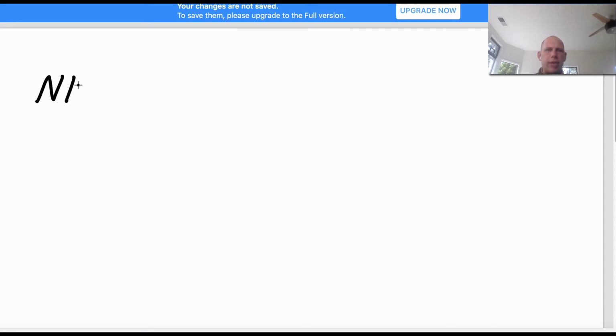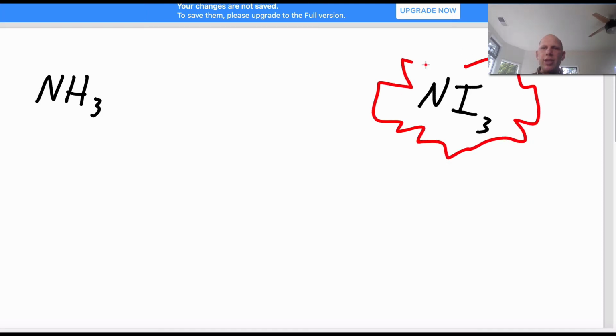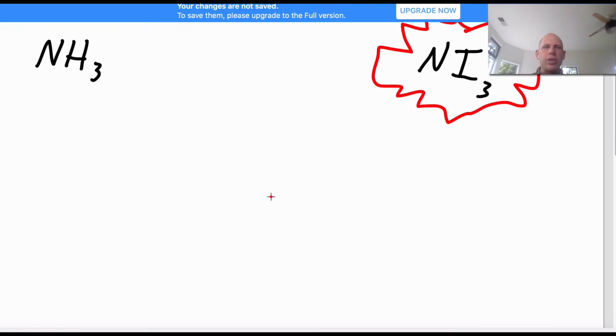Okay, so we have NH3, household ammonia, and then we have this molecule. This is called nitrogen triiodide. And what we see is that this molecule here, NH3, is extremely stable, and this molecule here is extremely explosive. The moment anything, as you saw in the video, even just a feather touches it, we can have an explosion. So the question really is why?